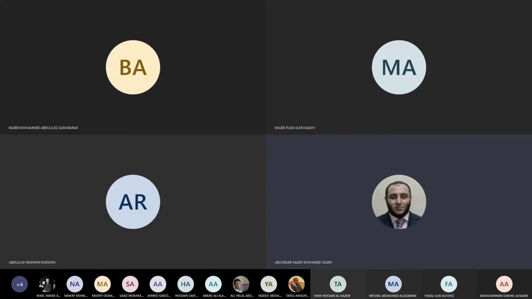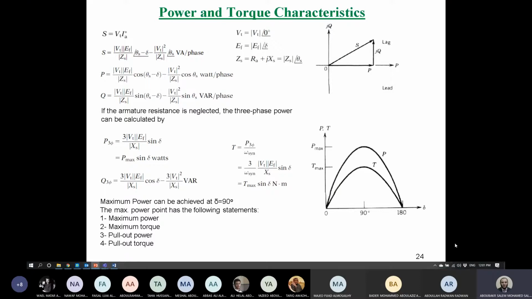Inshallah شباب, we will continue discussing the synchronous machine topics. Last class we discussed the derivation of the power and torque of the synchronous generator. يعني I will refresh your knowledge again, يعني firstly make the derivation.